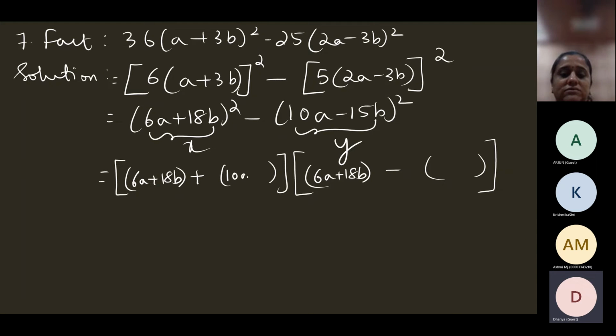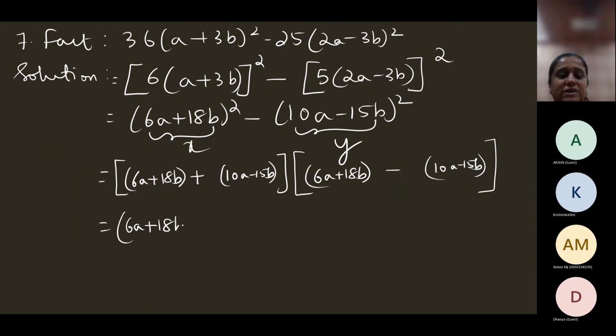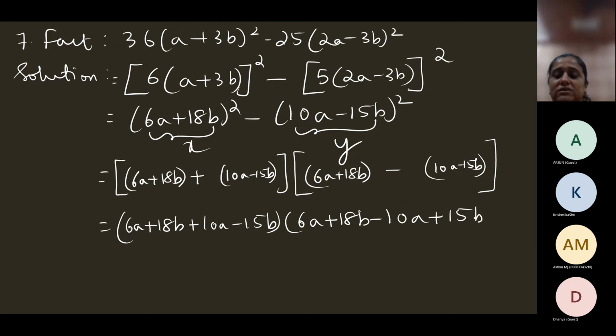10a minus 15b, yeah, this is y. 10a minus 15b is y. Now simplify, that's all. Okay, so it will be 6a plus 18b plus 10a minus 15b, open the bracket, into 6a plus 18b minus 10a plus 15b.